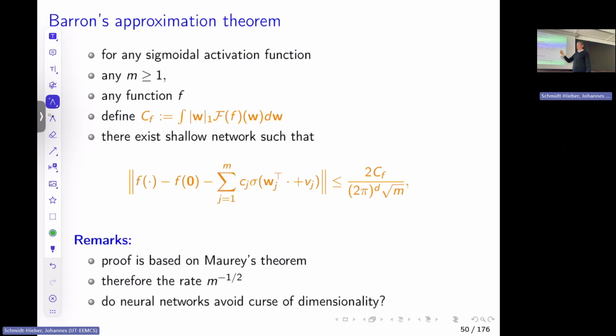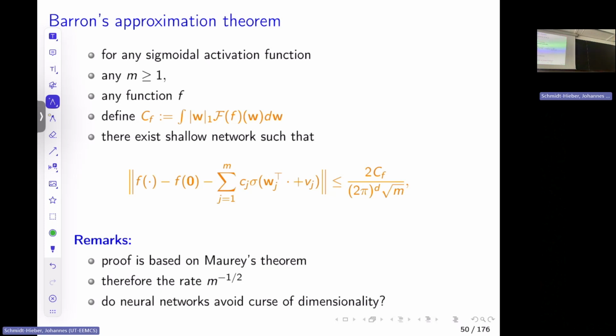And based on this result, people have said, and I still see that from time to time, that neural networks can avoid the curse of dimensionality, and that has to do with the fact that this rate in m does not deteriorate. It's always 1 over square root of m, independent of the input dimension. Okay, so this part does not deteriorate in the input dimension, and so a question for you to get started: why doesn't that avoid the curse of dimensionality? Because the C_f might depend on the dimension.